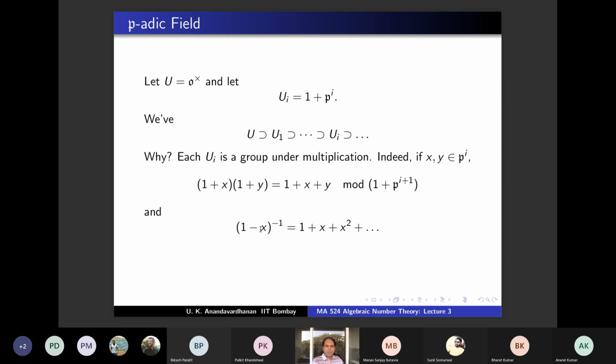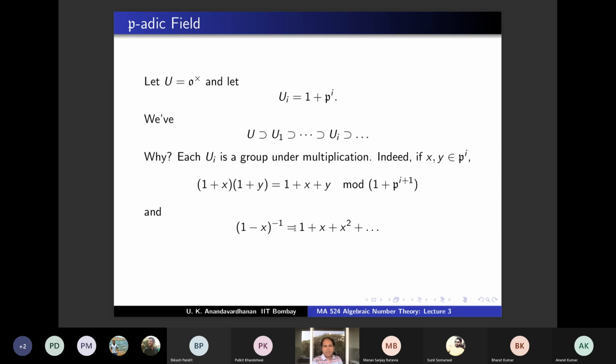So that 1 minus x is a unit is clear, but I need to show something more. I need to show that if x is in p power i, this inverse also belongs to 1 plus p power i, and that is true because it is of this form, and this is x times some unit, and x is in p power i. Therefore, this is in 1 plus p power i. Is that okay? Was it too quick?